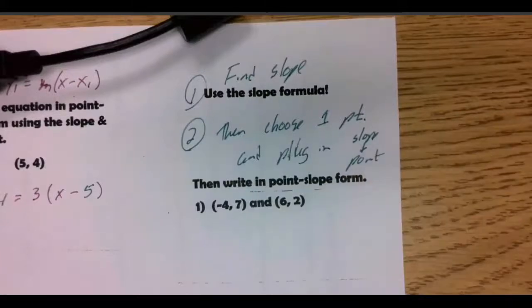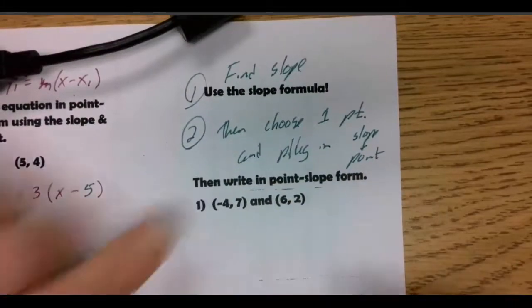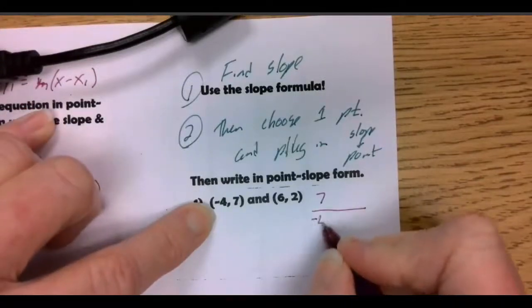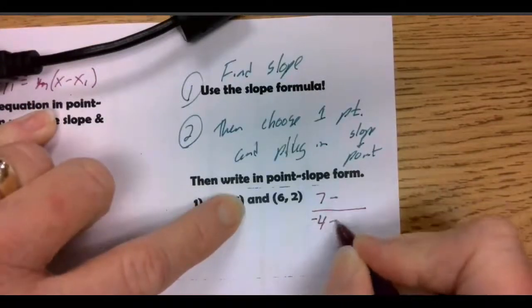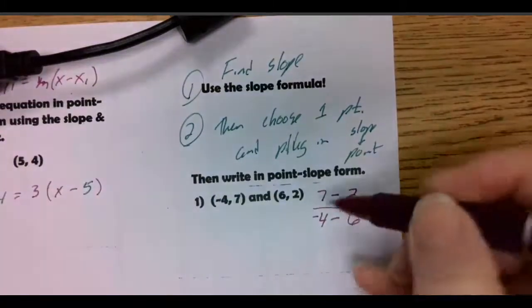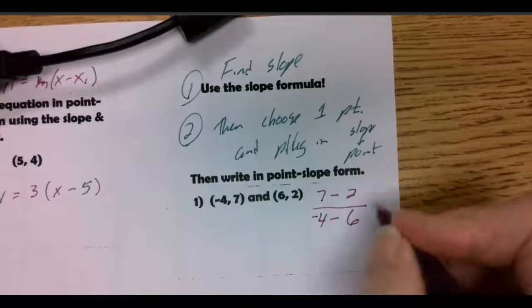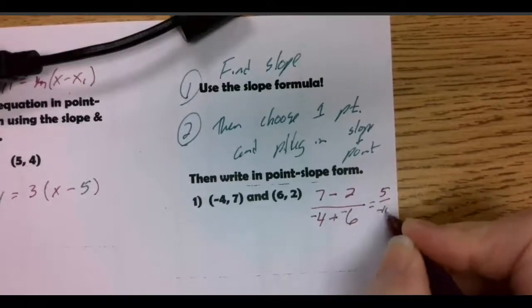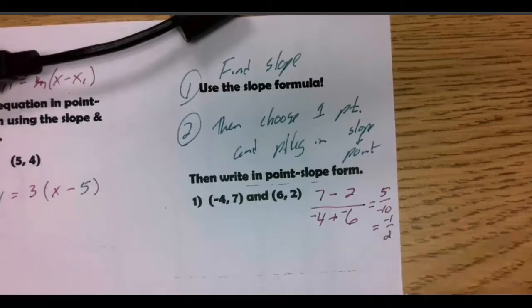Okay, so here we go. We're going to find the slope. I like to do it by taking my y value and plugging in my y and x value from the first one, minus my y value and my x value. So I always plug y up top, x on the bottom. When I simplify that, I get 5 over negative 10, so I get negative 1/2.